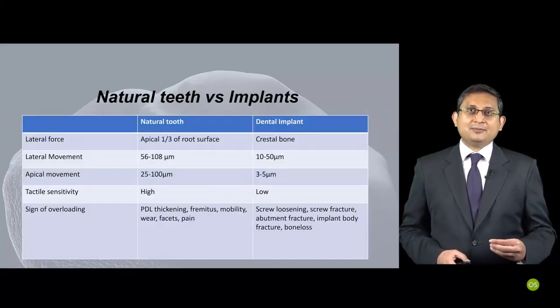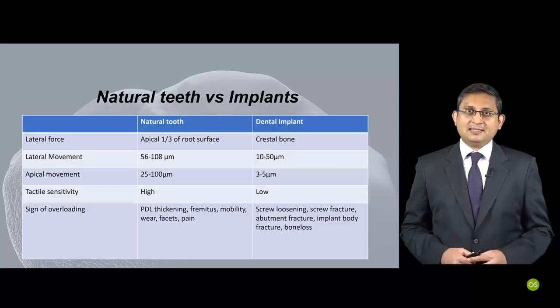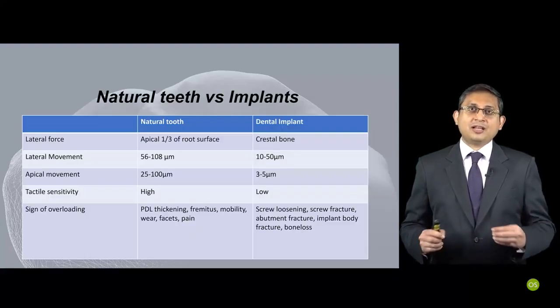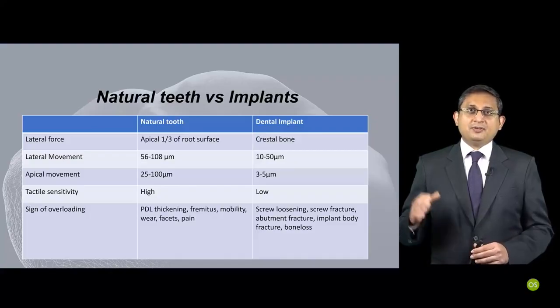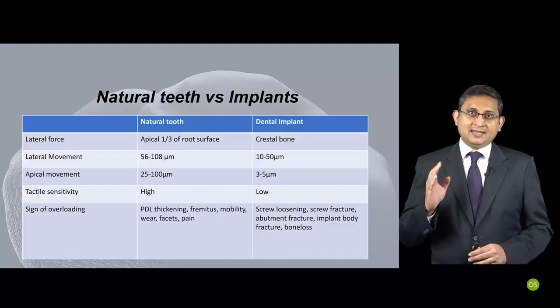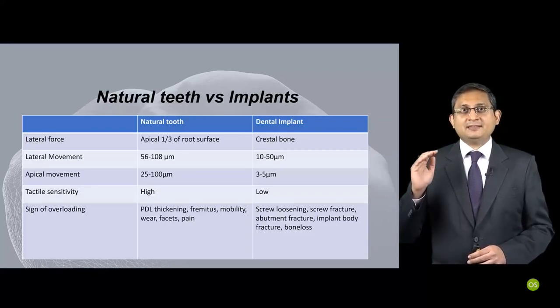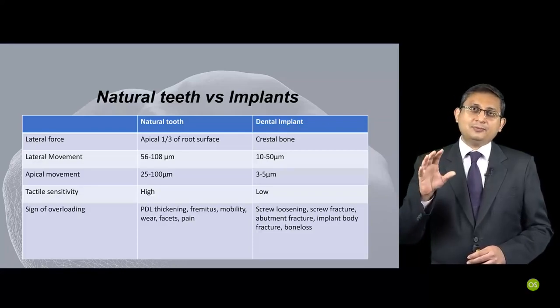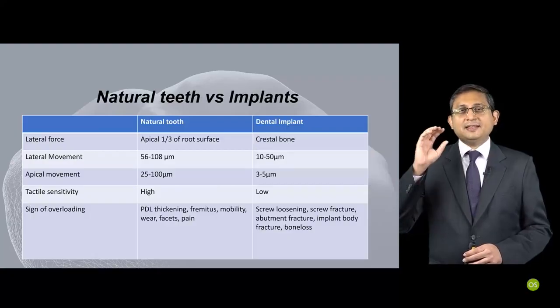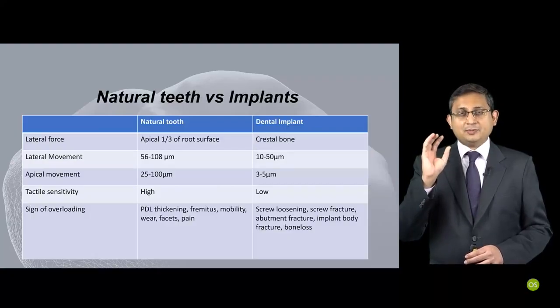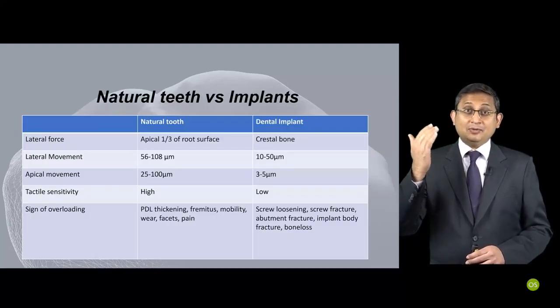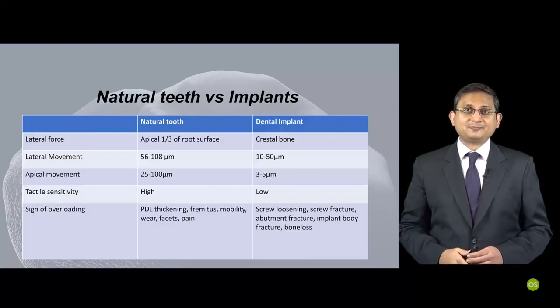Now let's look at some of the nitty-gritty, some of the mobility, and what the tolerances are. If you look at the lateral force, all the force goes to the natural tooth where the apical third of the root is. Whereas when it comes to implants, studies have shown the force is gathered towards the crestal bone. And that's why we see bone loss from the crest downwards.